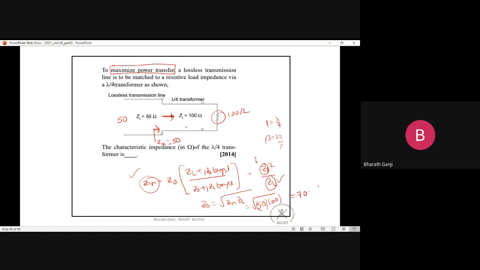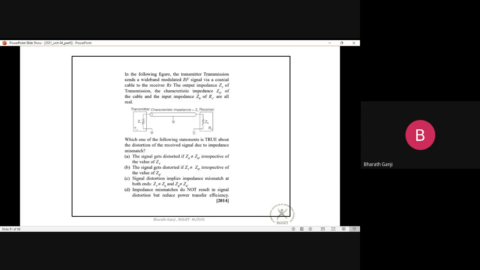So you get a characteristic impedance of 70.7 ohms. Okay, so that is what you get, the answer is. So this is your answer, right? Okay, so we'll move on.